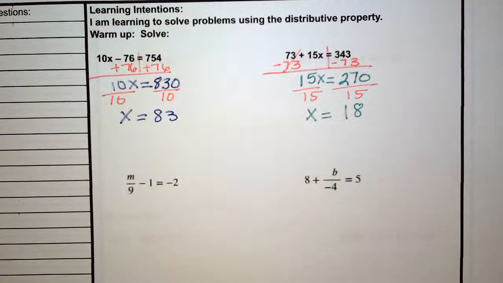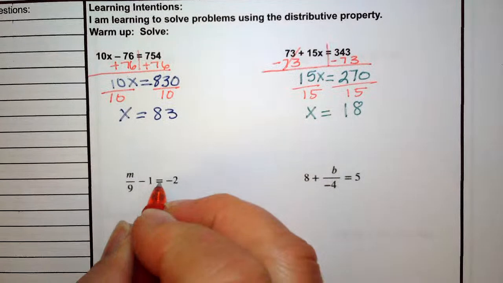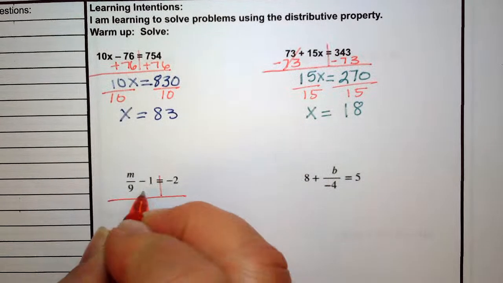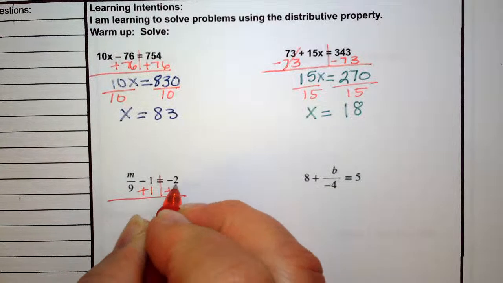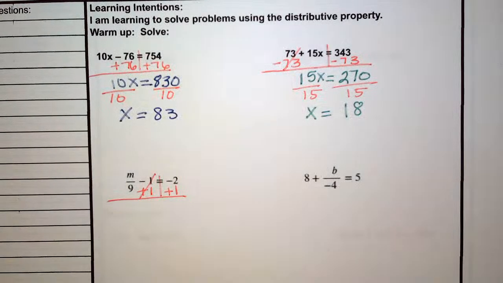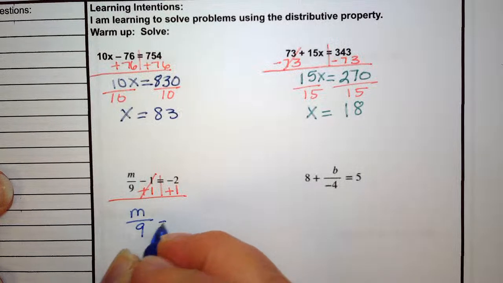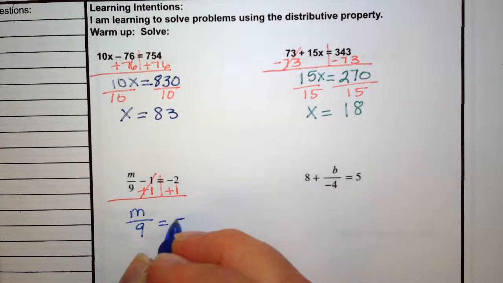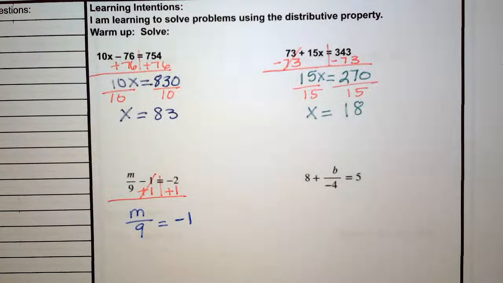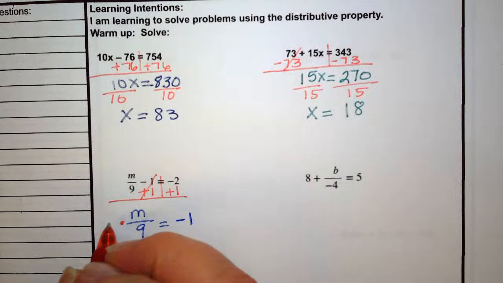For the next two, we're using smaller numbers. I've taken m, I've divided by 9, I've subtracted 1. What was the last thing I did? Subtract 1. What do I need to do first? Add 1 to both sides. M divided by 9 is equal to negative 2 plus 1 is negative 1. I've divided by 9. How do I undo that? Multiply by 9.